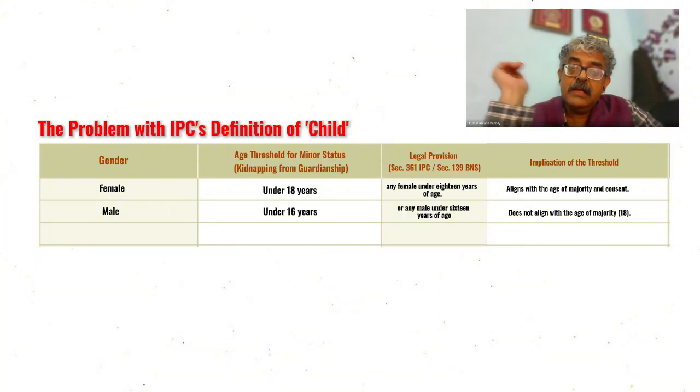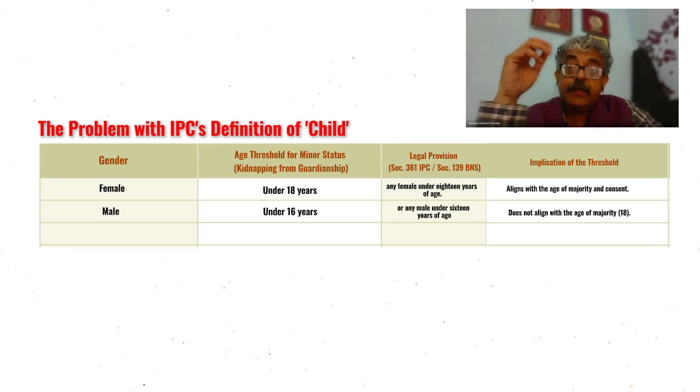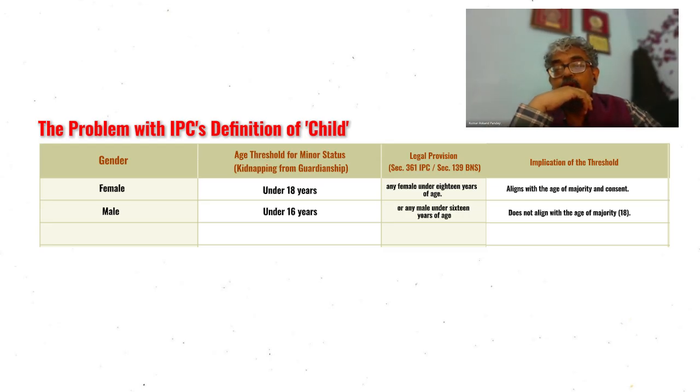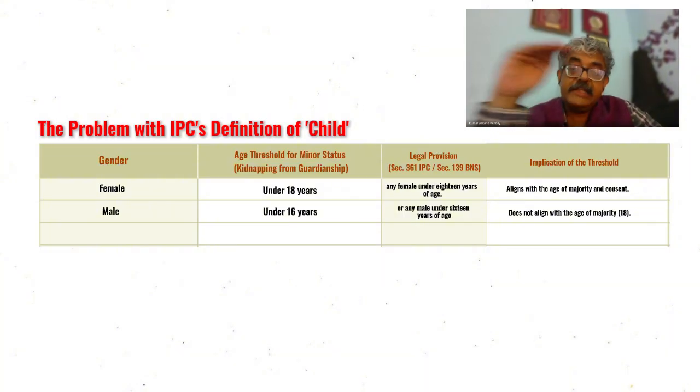Now, this differential age threshold was problematic because India became signatory to the United Nations Convention on Rights of Child, that convention of 1989. India endorsed it in 1991-92 and was under an obligation to fine-tune its laws, including penal laws. And the obligation included the obligation to prescribe a uniform age threshold for all genders.